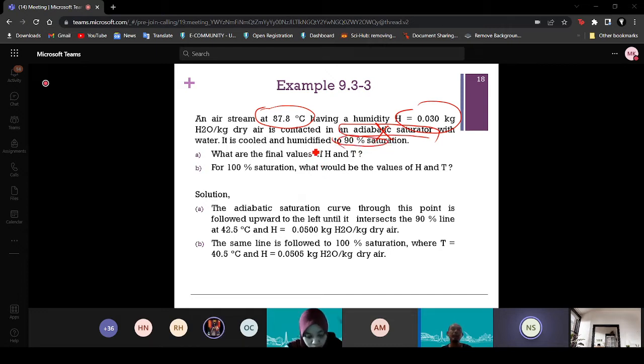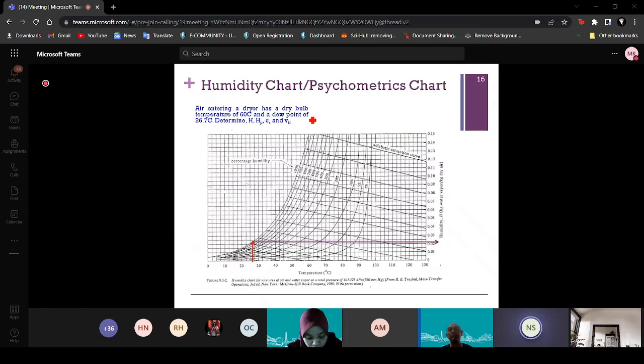Okay. Dia 90% saturation dia, bukan 100%. So dia tak reach lagi saturated lah. 90% ni tak reach saturated. So what is the final value of H and T? Alright. 87.8, 0.03. So dia macam ni lah. You ada dryer. So you ada incoming air. Temperature dia 87.8. Humidity dia adalah 0.03.